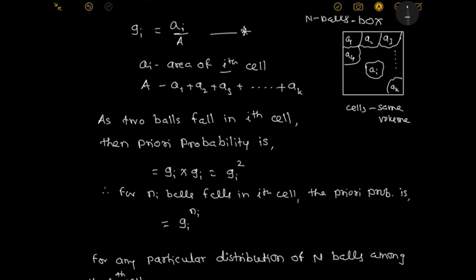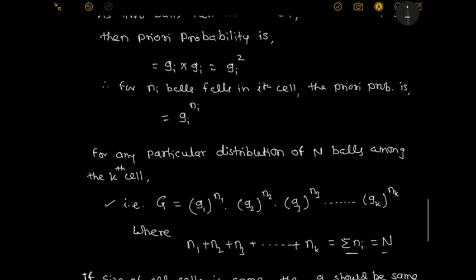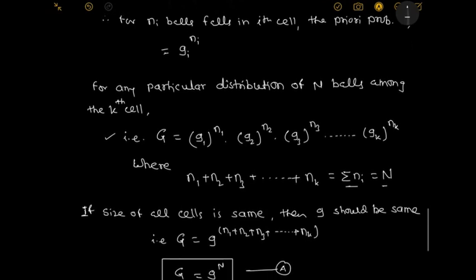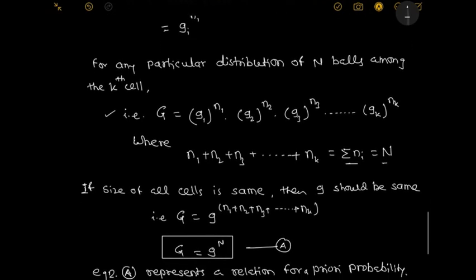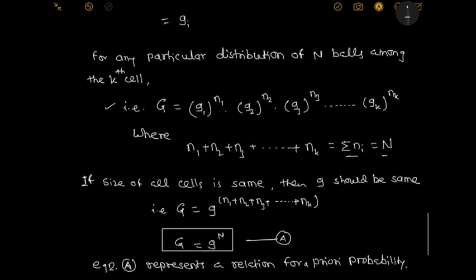But for a particular distribution of n balls among the k cells, the a priori probability becomes G equal to G1 raised to n1, G2 raised to n2, into G3 raised to n3 up to Gk raised to nk. If all cells have the same size, then the a priori probability must be the same. That relation gives G equal to small g raised to N, and it gives the relation for a priori probability.